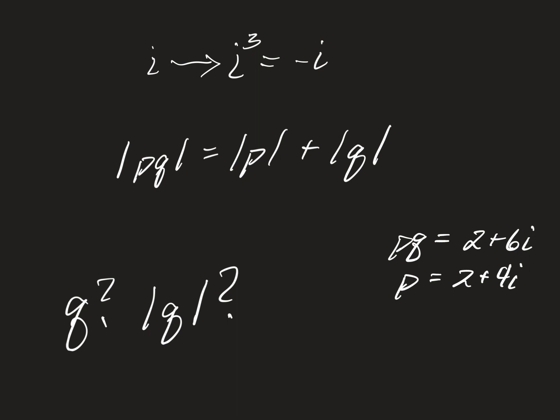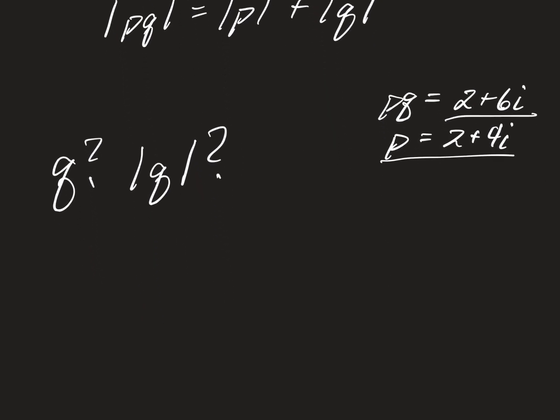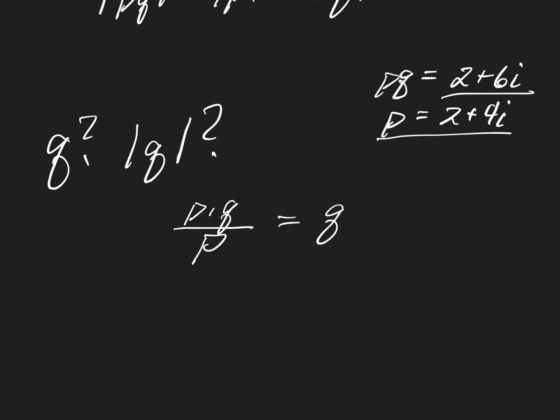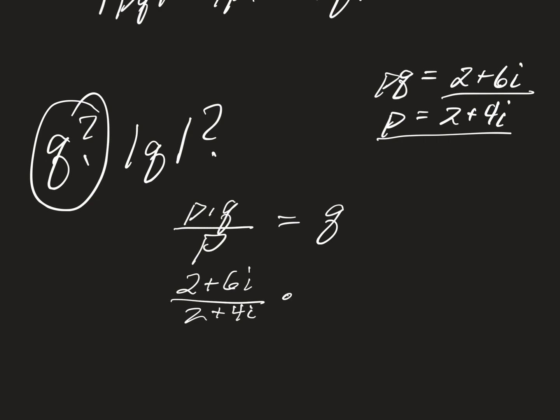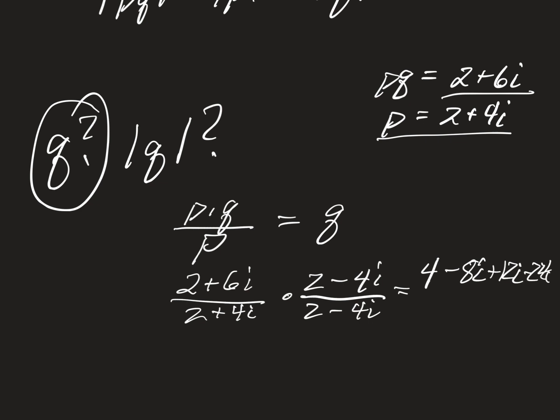Well, if you know that P times Q is this and P is this, then you could say, if you had P times Q divided by P, that gives you Q. So with division, you could answer this question. And so we would do 2 plus 6i divided by 2 plus 4i, which means we would go ahead and do the division, which means we would multiply by the conjugate, which would give us, in the numerator, 4 minus 8i plus 12i minus 24i squared. And in the denominator, we'd get 4 minus 16i squared. And then we would work that out.